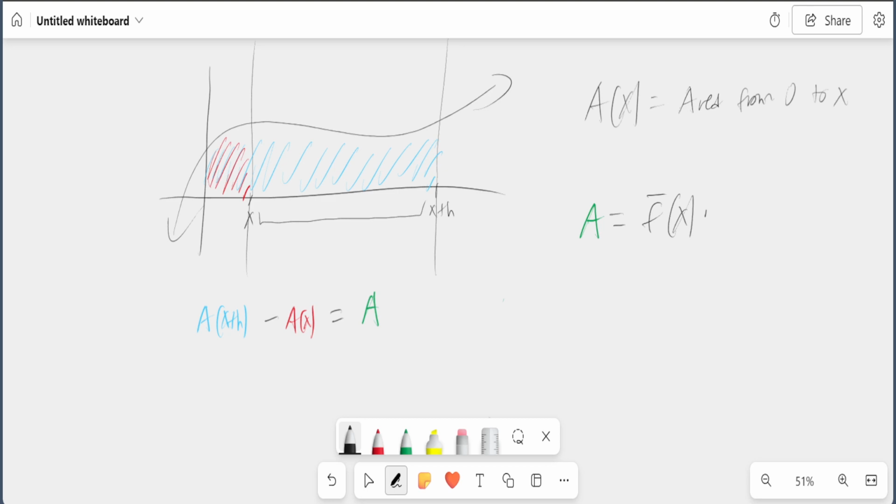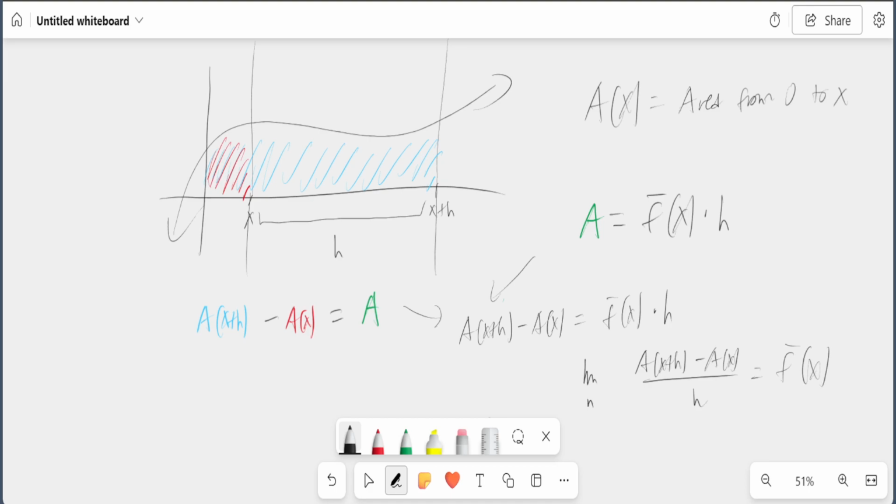So do you know what the base is for this? H. Yeah, so it's H. So we know that we combine these two. We know that A of x plus H minus A of x is equal to the average value times H. Okay, let's divide by H. And so we know that's our average value of x.